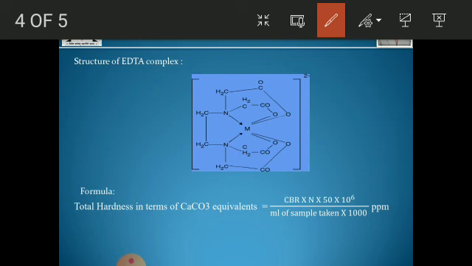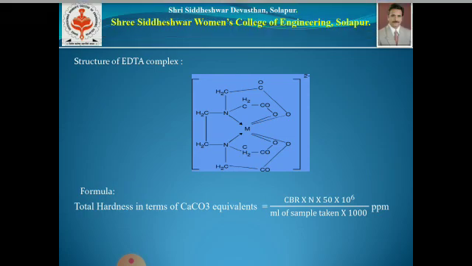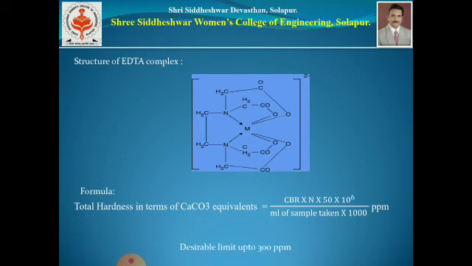Now, what is the desirable, safe level of hardness of water to be used? Up to 300 ppm maximum is allowed. Above that, the water is problematic. So this is all regarding hardness: what hardness is, the types of hardness, and how to determine hardness experimentally by the EDTA method. Thank you.